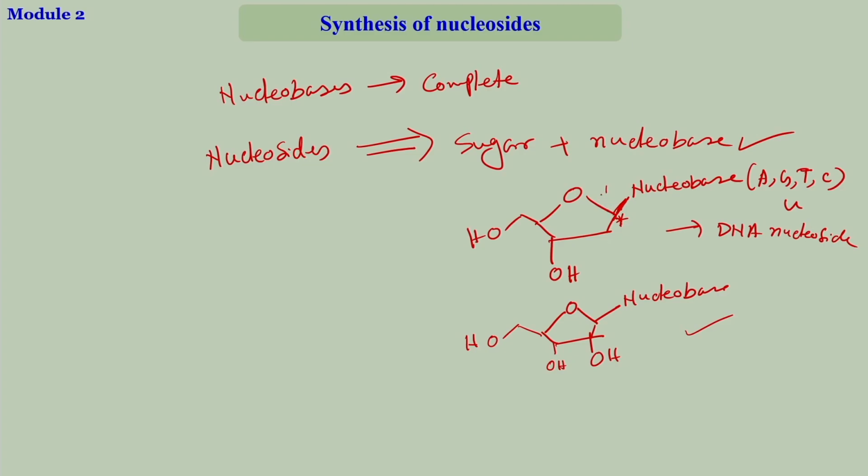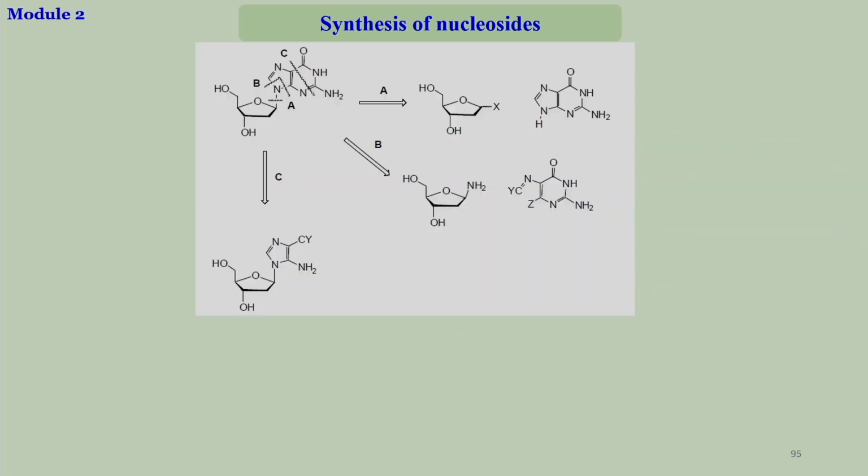So, connection of the nucleobase at the 1 prime position of the sugar, that is your prime target now. There can be a lot of alternative methods, I will show you that in this slide. There can be other ways also to synthesize the nucleobase with the sugar attaching at the 1 prime position.